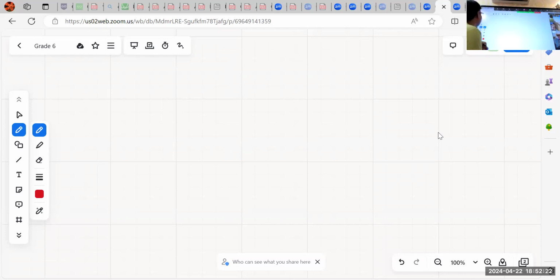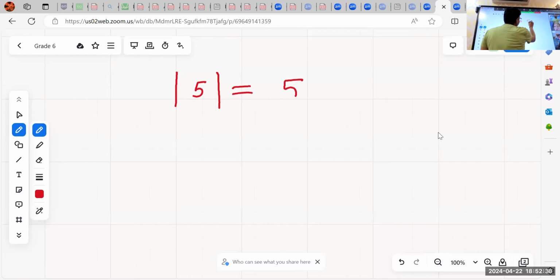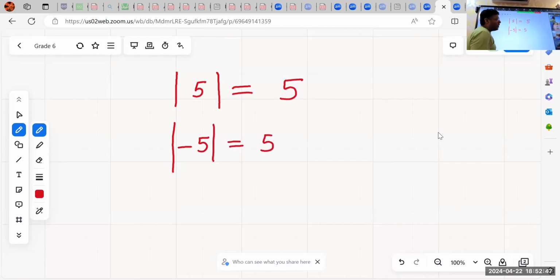So first of all, let's look at the absolute value. Absolute value has magical powers. Whatever I put inside, suppose I put inside 5, then 5 will come out. That's not magic, you will say. But if I put here -5, then also 5 would come out. Whatever I put inside will come out positive only.